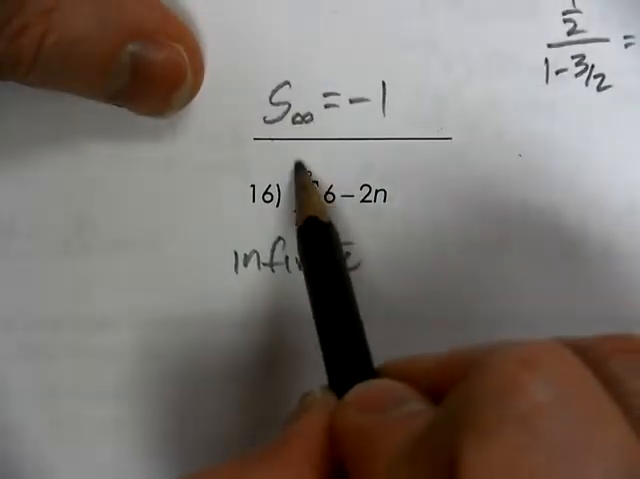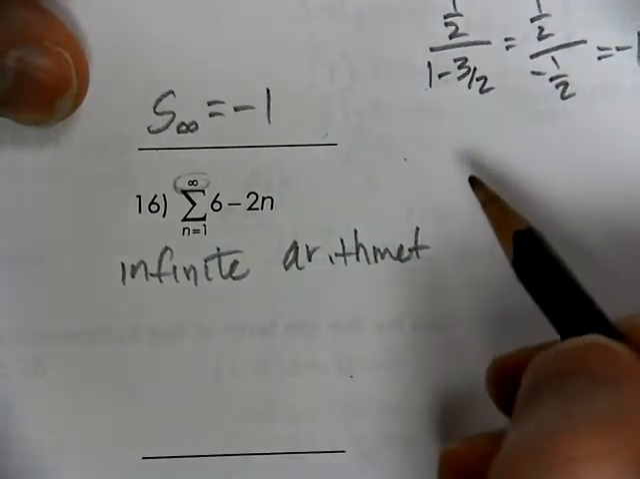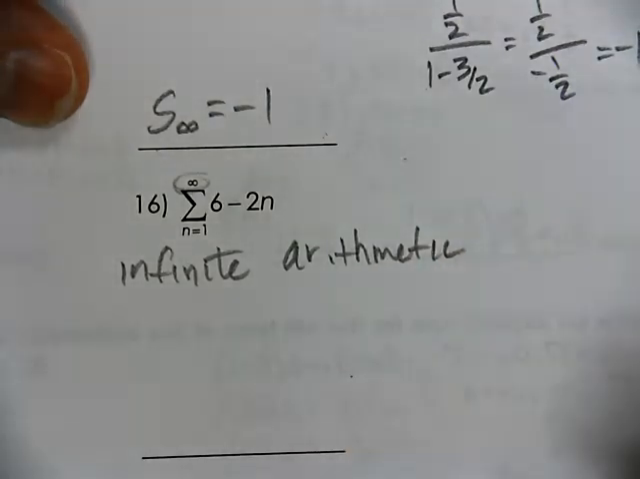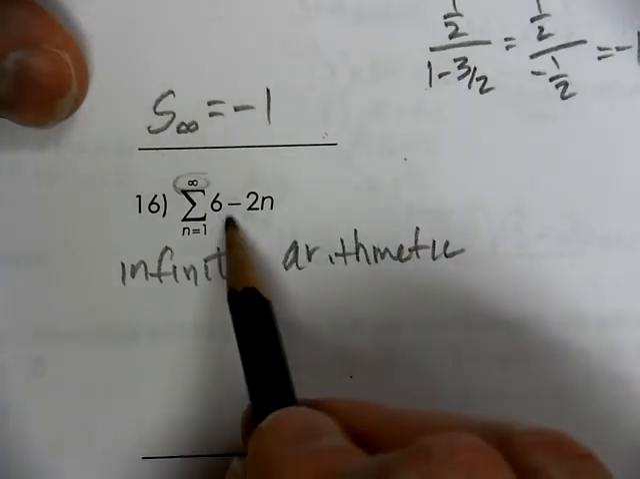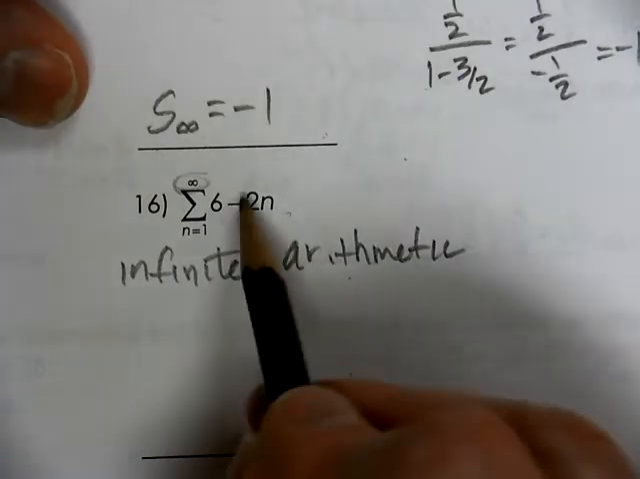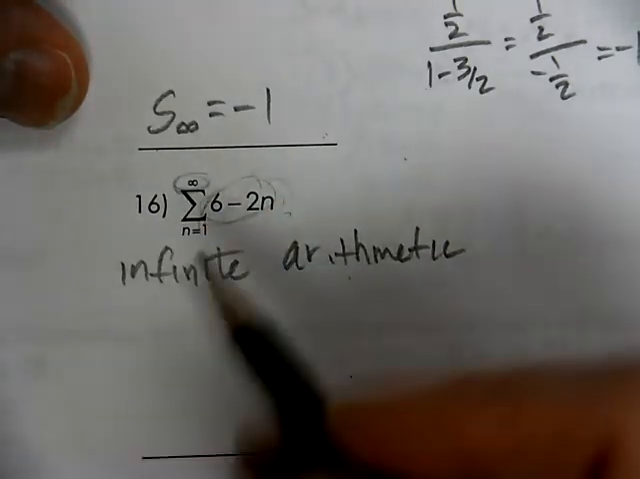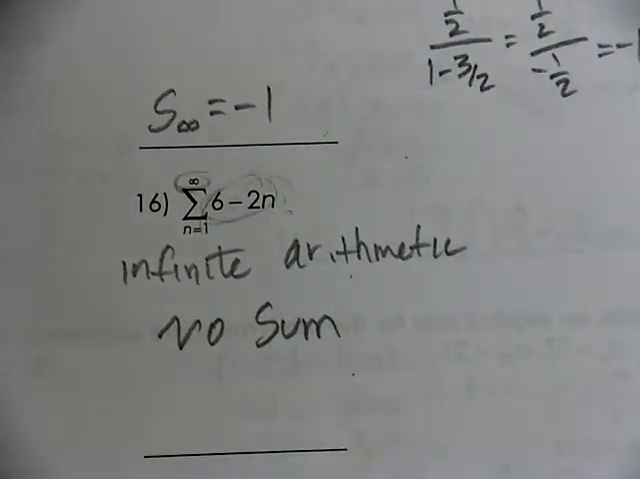This is infinite because we have an infinity symbol there. This is arithmetic, because this is a linear equation, like y equals mx plus b, so there's no sum. You can only do a sum if it's geometric with an r value between -1 and 1.